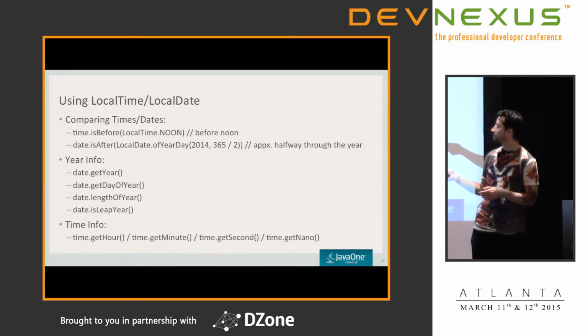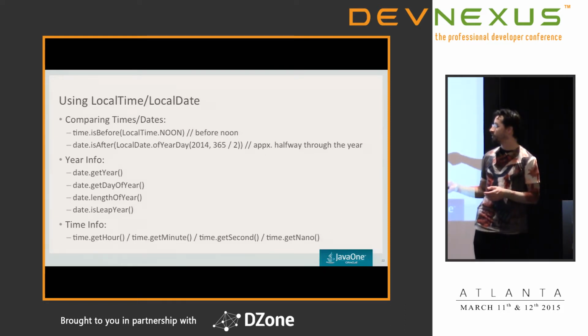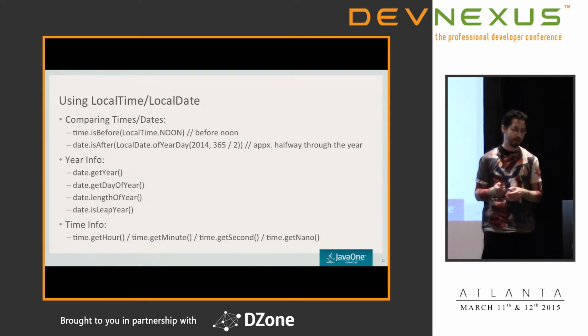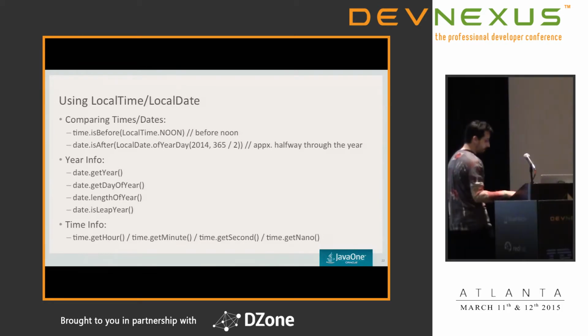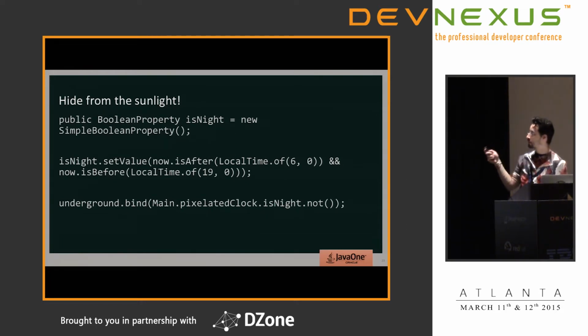OK, so some of the things you can do with date and times, you can compare them, is before, is after, to compare it to different times of day. You can also get the components off of it if you want to get the year, figure out if it's a leap year, figure out the day, as well as all this time info. But what we're going to use is before and is after with very precise calculations on how we should hide from the sunlight. So we'll use a JavaFX Boolean property. This way we can have it be observable from our UI whenever it changes.